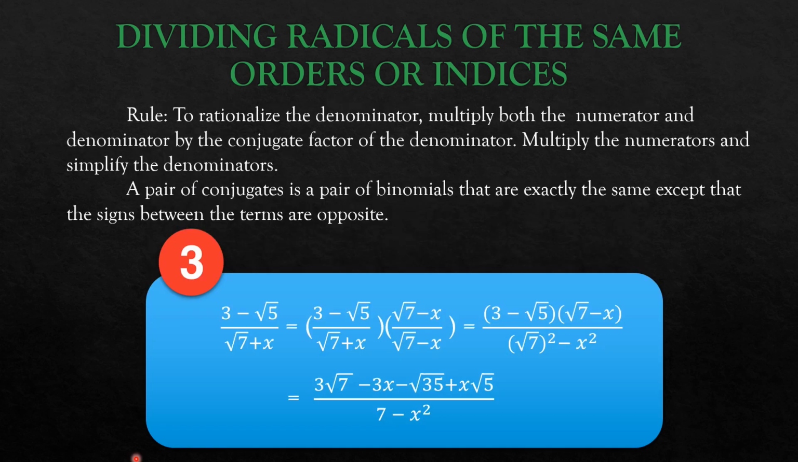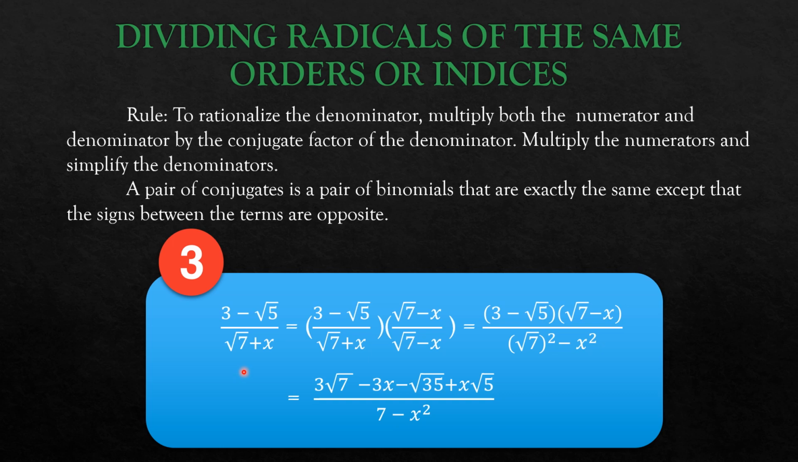For example 3, we have 3 minus square root of 5 divided by square root of 7 plus x. So, to rationalize the denominator, multiply both the numerator and denominator by the conjugate factor of the denominator. Multiply the numerators and simplify the denominators. So, a pair of conjugates is a pair of binomials that are exactly the same except that the signs between the terms are opposite. So, if this is what the radical expression we are dividing looks like.